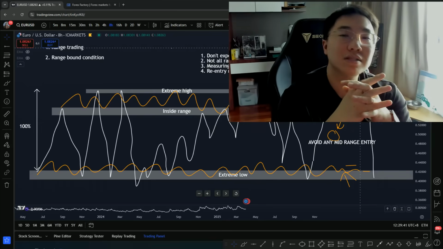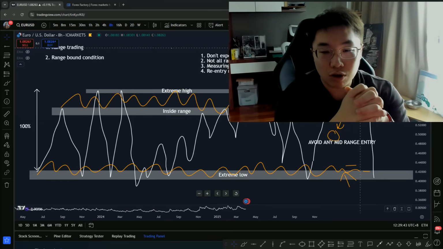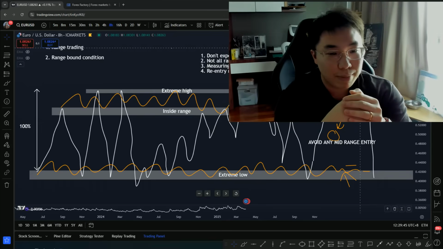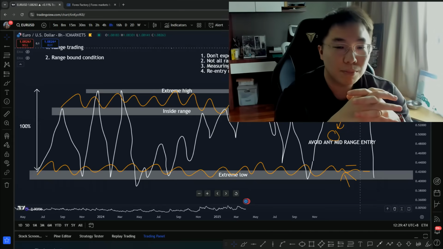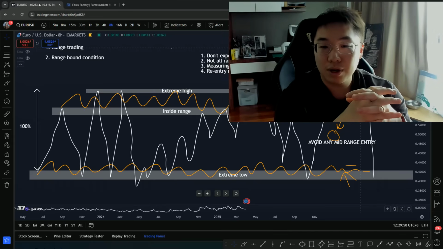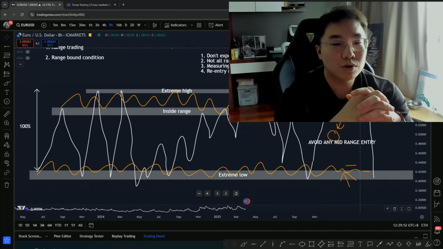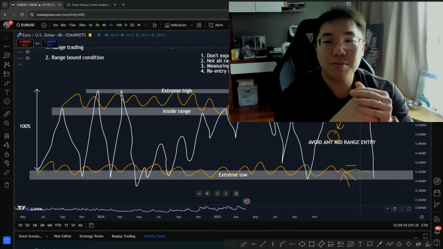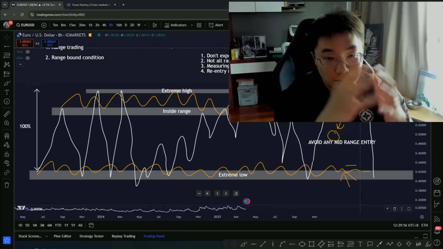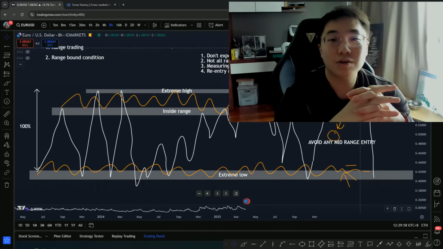And yeah, that's it for the range lesson, a really short one. There's still a lot of things to cover, but I believe these 4 simple criteria, these 4 simple highlights will be able to really transform your entire performance, your entire perspective while trying to trade a range bound condition.